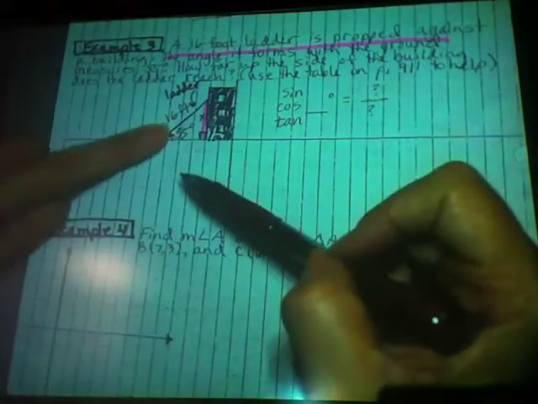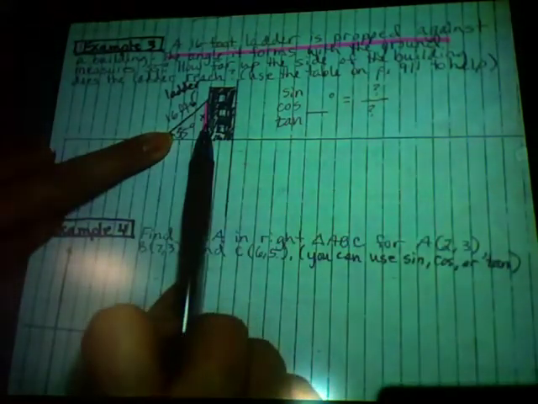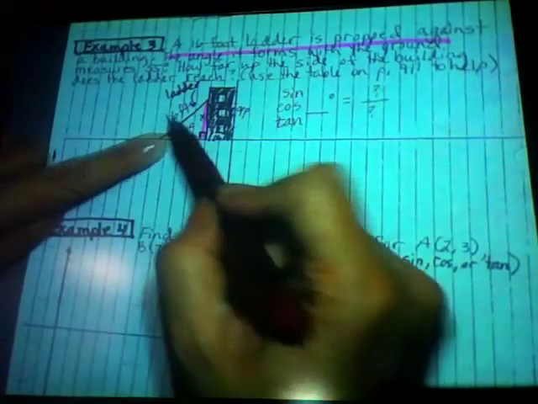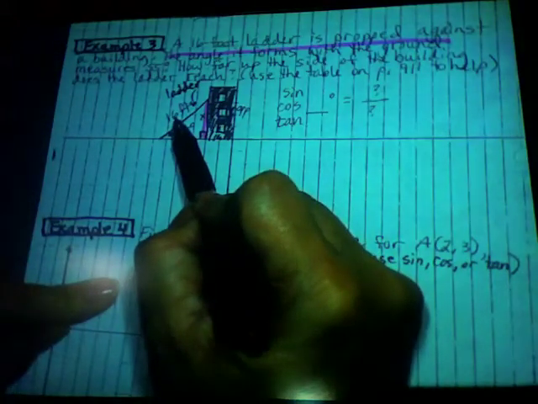So if this is my angle of reference, is the x the side opposite, adjacent, or the hypotenuse? Opposite. So I've got opposite here, and what is the 16? The adjacent or the hypotenuse? This is the hypotenuse. So sine, cosine, or tangent is opposite and hypotenuse. Which one uses opposite and hypotenuse? Sine, cosine, or tangent? Sine. So in my equation, I'm going to choose sine.